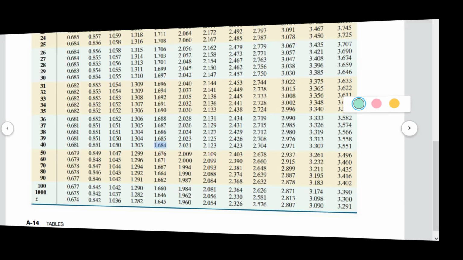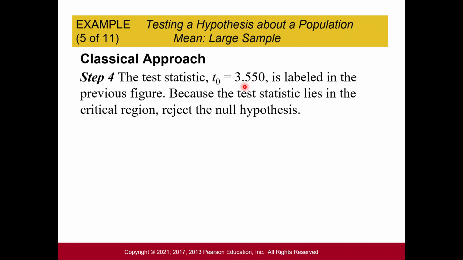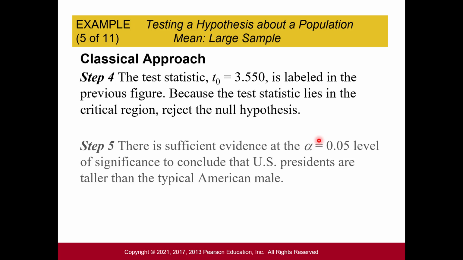So because our test statistic t naught was 3.550 and it's in the critical region, or another way to say that is because t naught was greater than our critical value, we reject the null hypothesis. And so we can say that there's sufficient evidence at the 0.05 level of significance to conclude that U.S. presidents are taller than the typical American male.